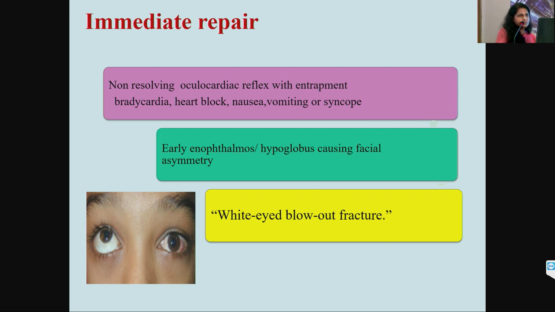Immediate repair has to be considered in non-resolving oculocardiac reflex with entrapment of muscle. So here, due to rise in the intraorbital pressure, the stretch receptors are stimulated, which will lead to a vagal response featuring bradycardia, heart block, nausea, vomiting and syncope. Another indication is early enophthalmos or hypoglobus causing facial asymmetry. And of course, in white-eyed blowout fracture.